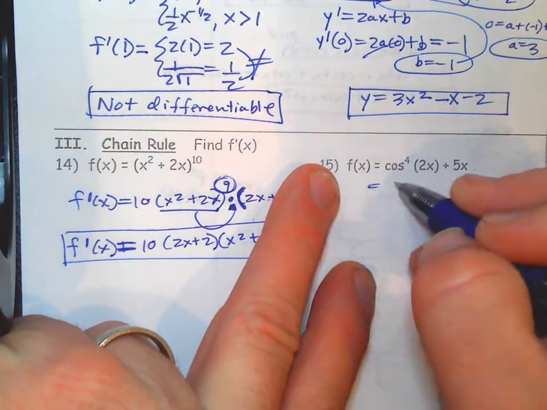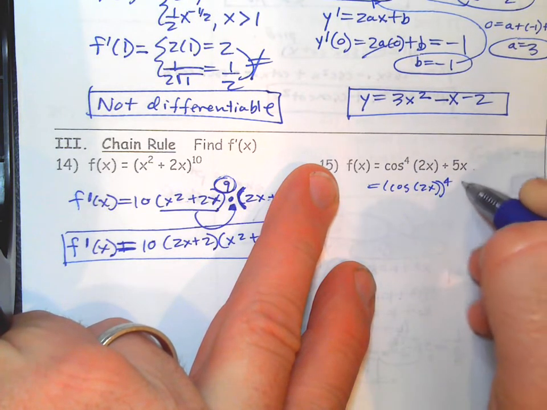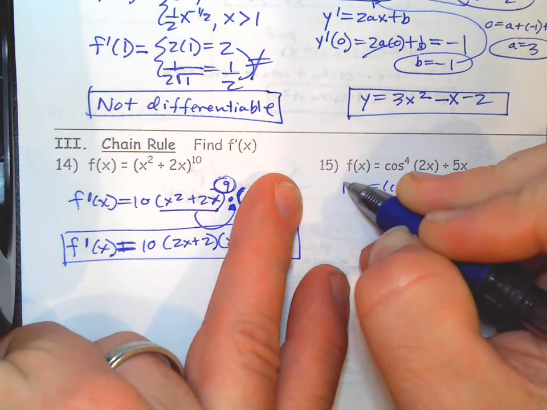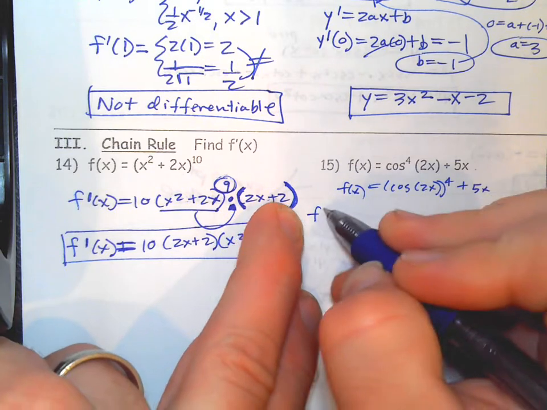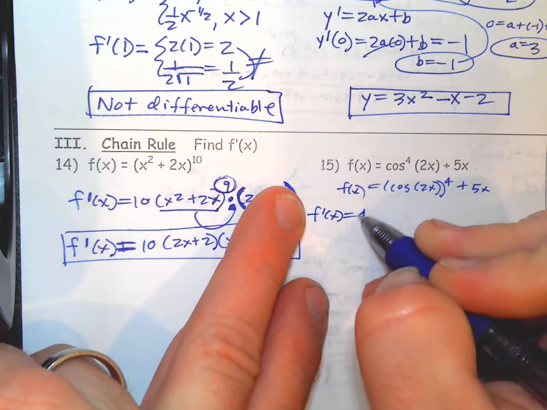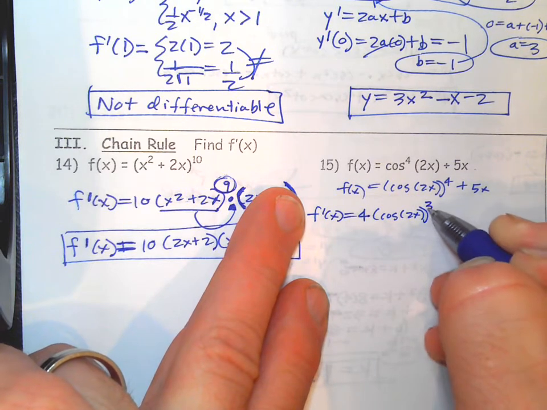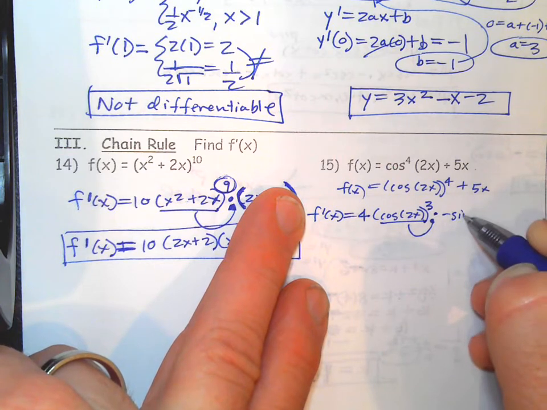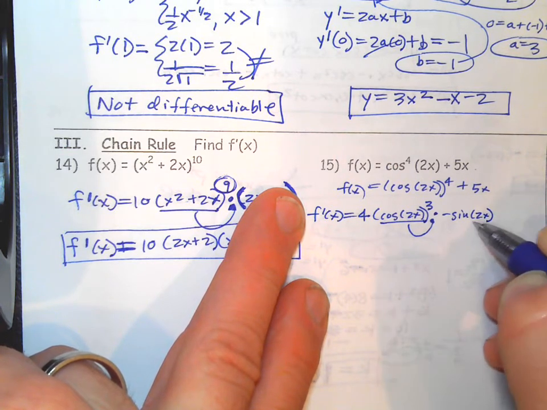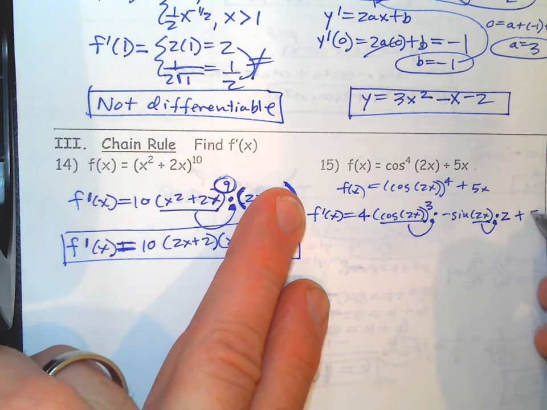Okay, 15. Now, I had to rewrite this like that. People mess this up so much. That's what this is. The cosine is inside the power function. So chain rule says take the derivative of what's on the outside first, leave the inside the same. Right, so it's just power rule. Then multiply by the derivative of what's inside. Derivative of cosine is negative sine. Leave the inside the same. Then times the derivative of what's inside, 2, plus the derivative of 5x is 5.